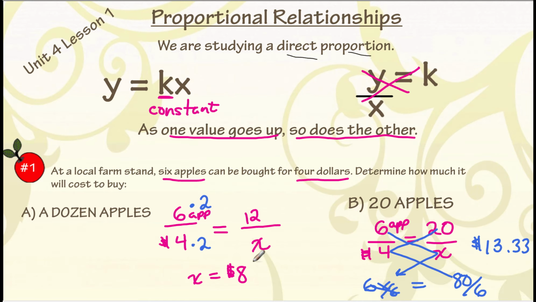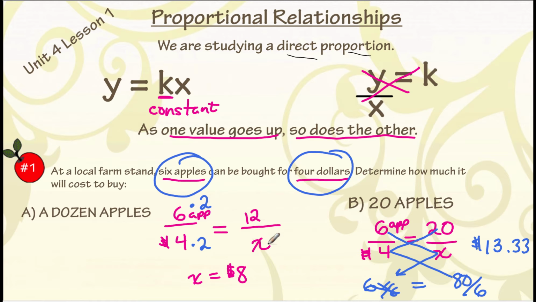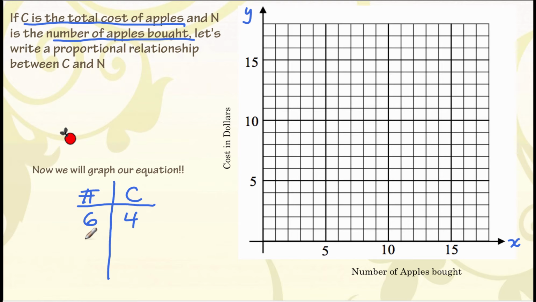Well, the first one they gave us was 6 apples, cost $4. Then we figured out how much a dozen apples cost. A dozen apples cost $8. So now if I go to graph this, I'm going to use apples as my points. I'm going to go over to 6 apples, and it cost us $4. And then 12 apples cost us $8.